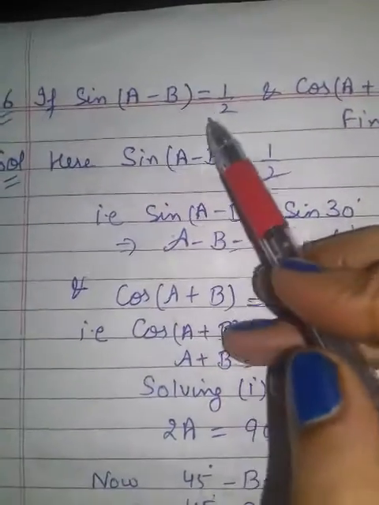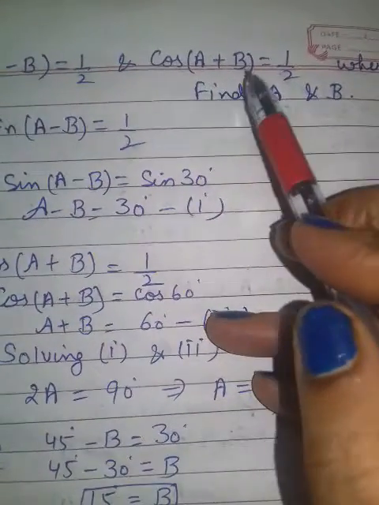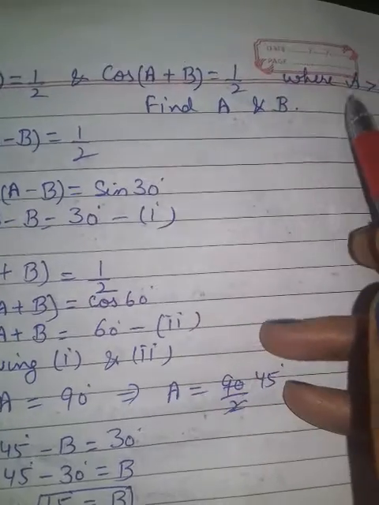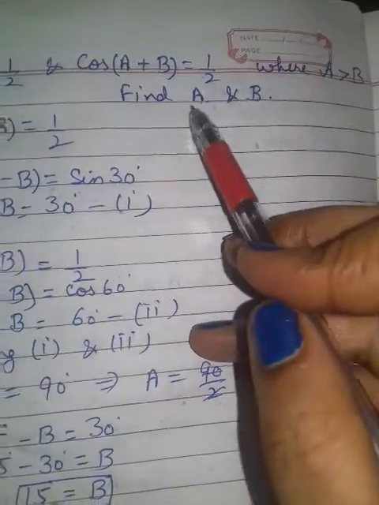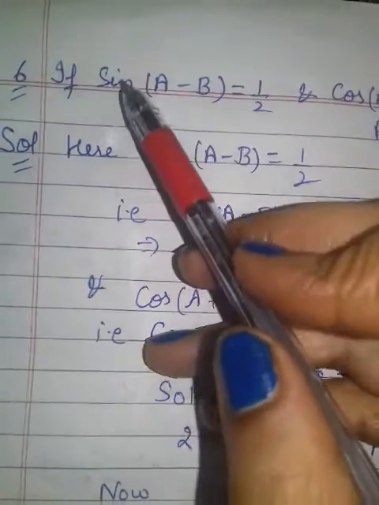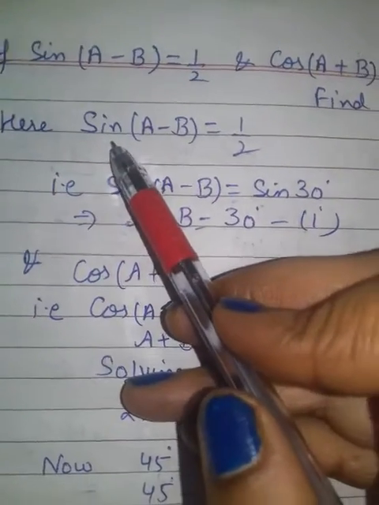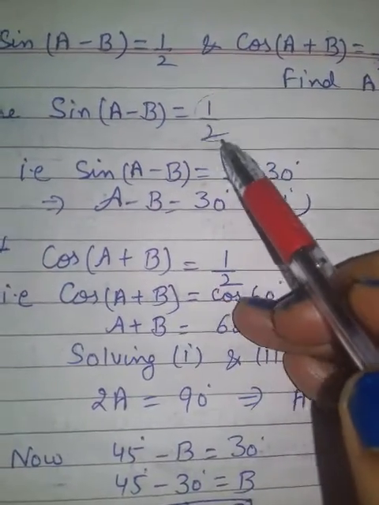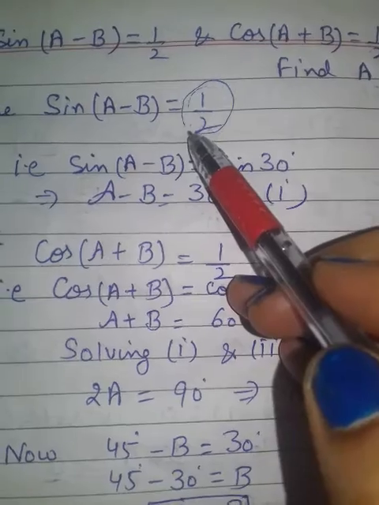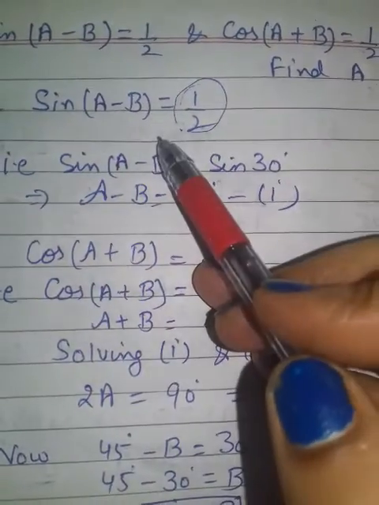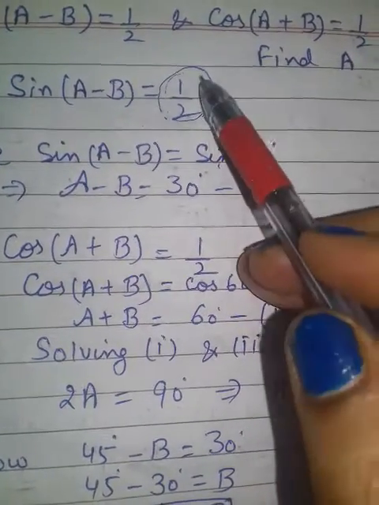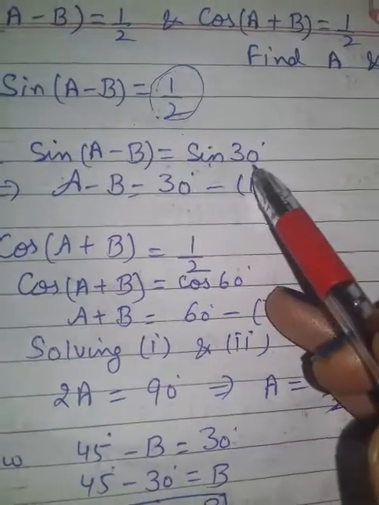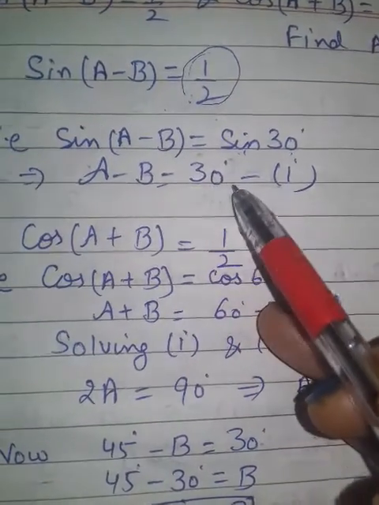If sin of a minus b is 1 by 2, and cos of a plus b is equal to 1 by 2, where a is greater than b, find a and b. Now it is given to you in the form of sin. So we will write the value of this in the form of sin. Why? Because they will cancel only then. So 1 by 2 is the value of sin 30. So a minus b is equal to 30.